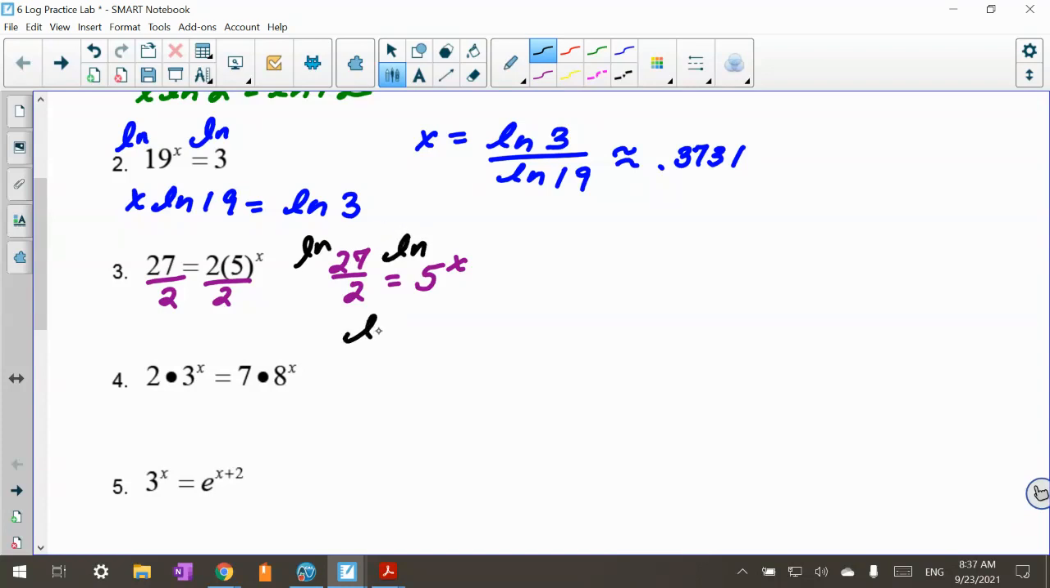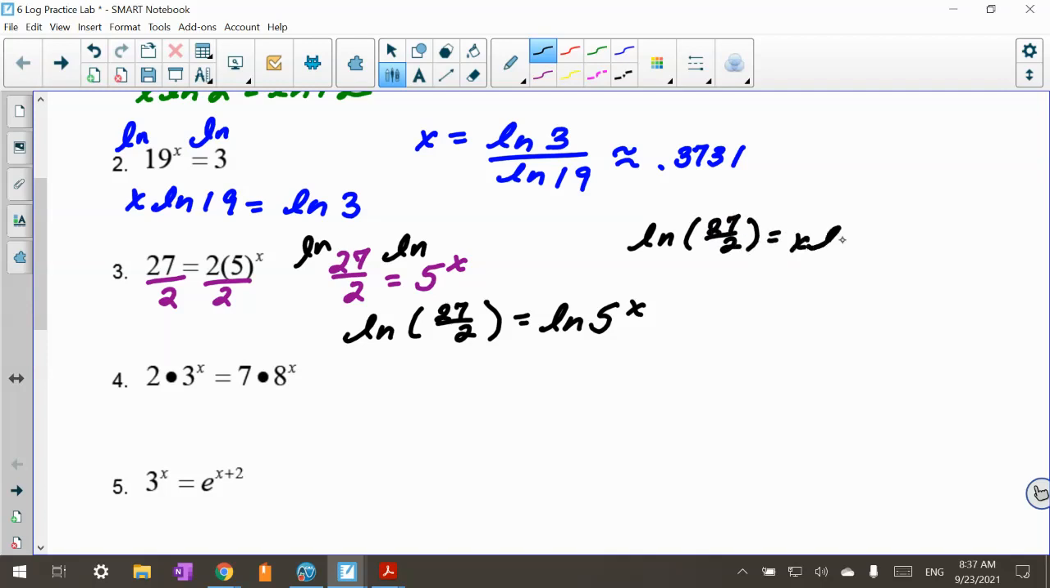And when I do, I have the natural log of 27 over 2 equals the natural log of 5 to the x. And this is a number here. This, I can bring the x down front, so I can say the natural log of 27 over 2 equals x natural log of 5. Divide both sides by the natural log of 5. I have x equals the natural log of 27 over 2 over the natural log of 5.